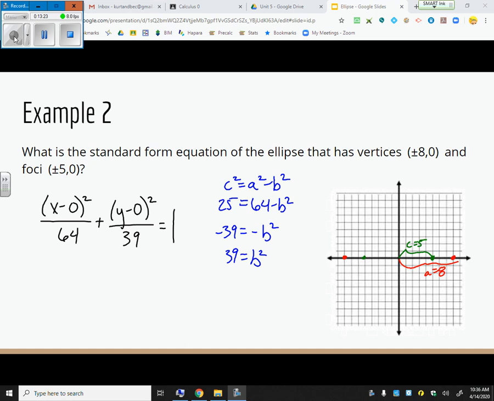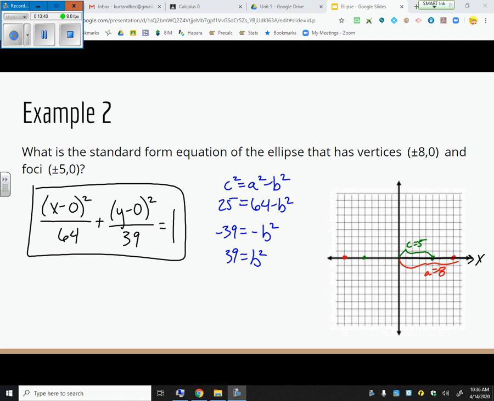Here is what I came up with. If you want to take it further and knock out the zeros, that's fine. But that'd be it. Notice this time my a went under the x because whenever I plotted this, it was going in the x direction.